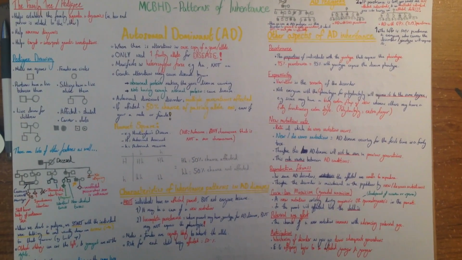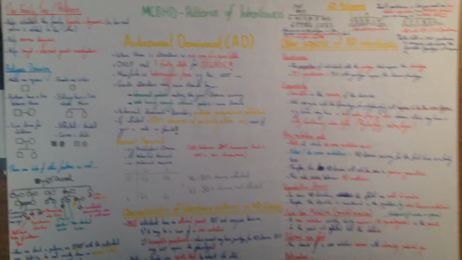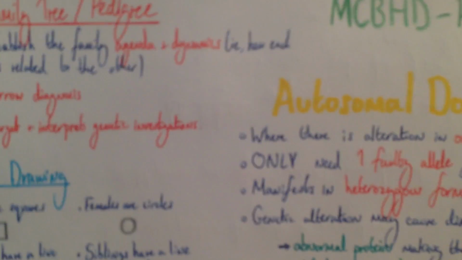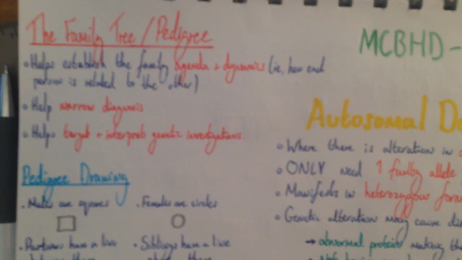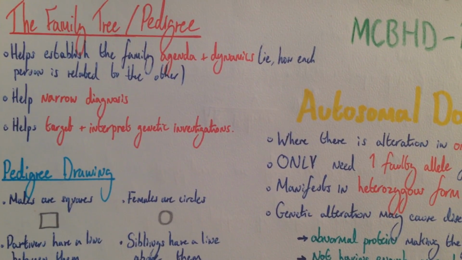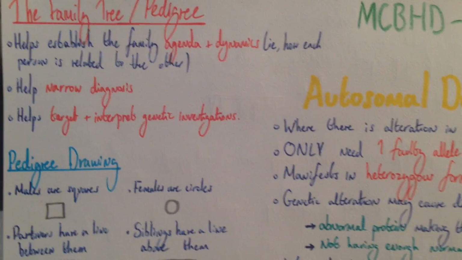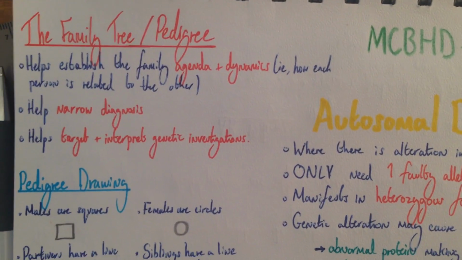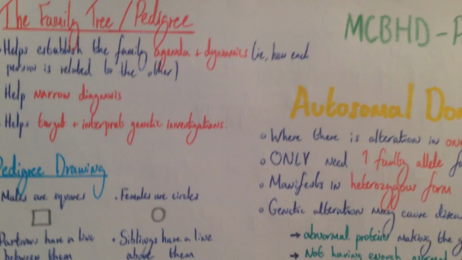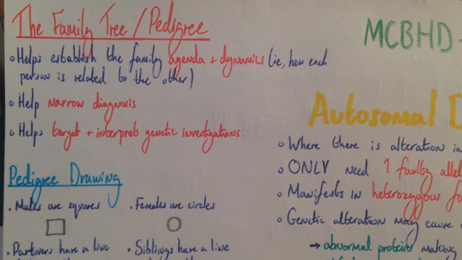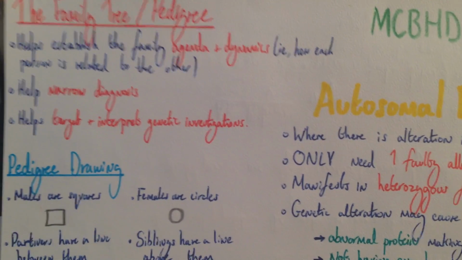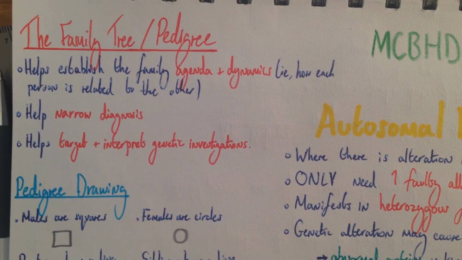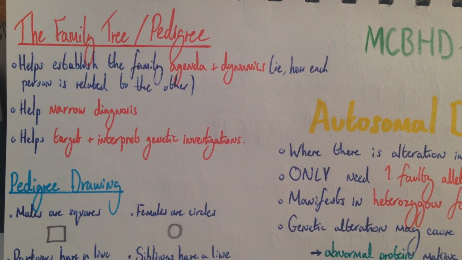Okay, we'll start, Bismillah. So we start off with the family tree, aka the pedigree. The family tree helps establish the family agenda and dynamics, and dynamics basically means how each person is related to the other. It also helps narrow down the diagnosis, and it helps target and interpret genetic investigations.